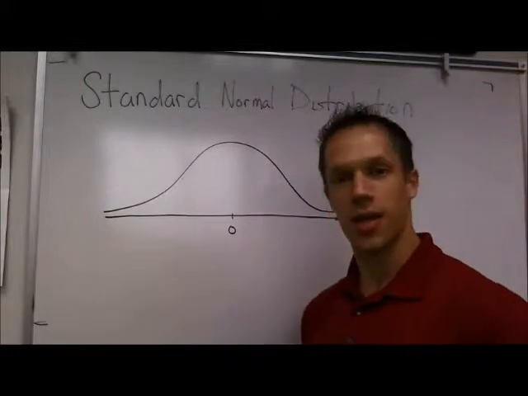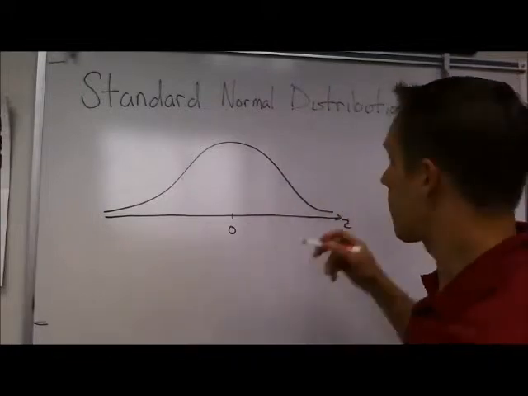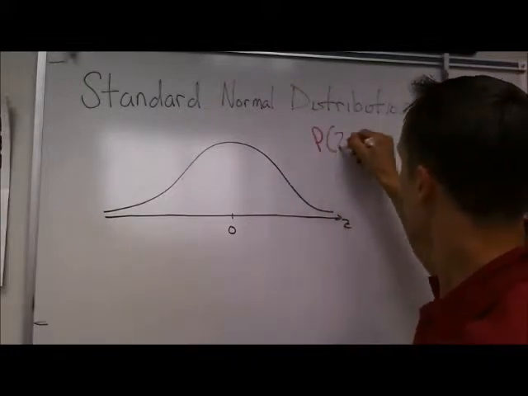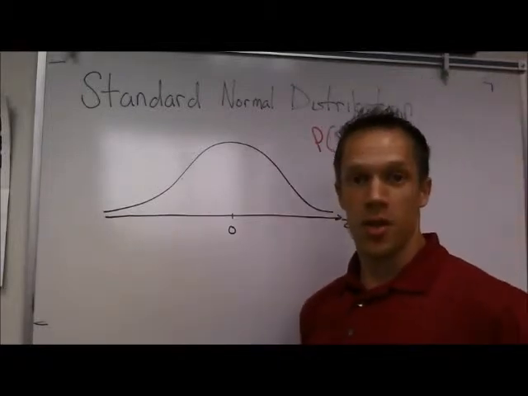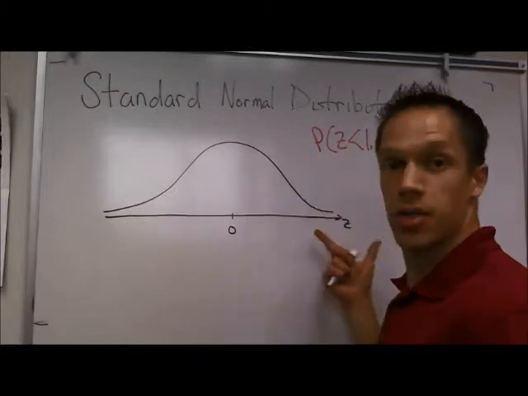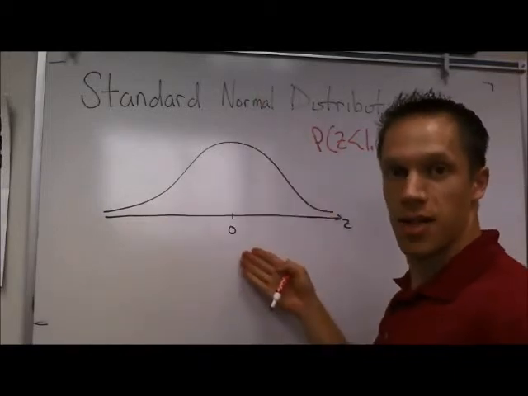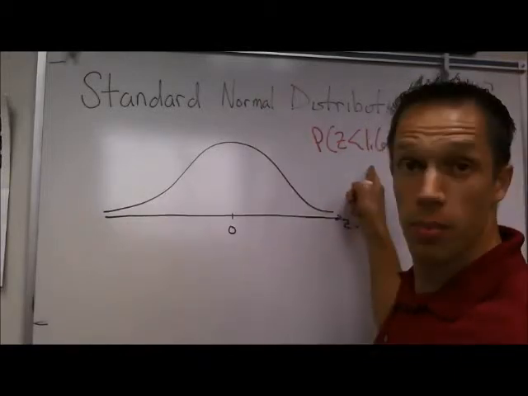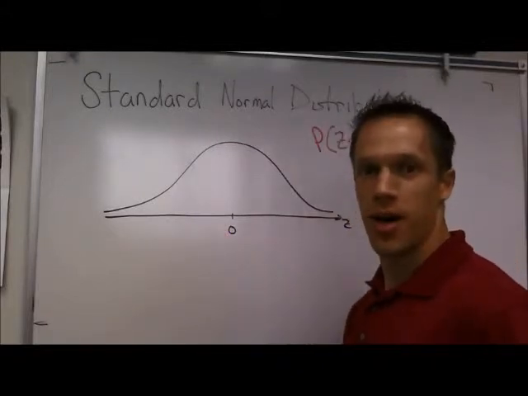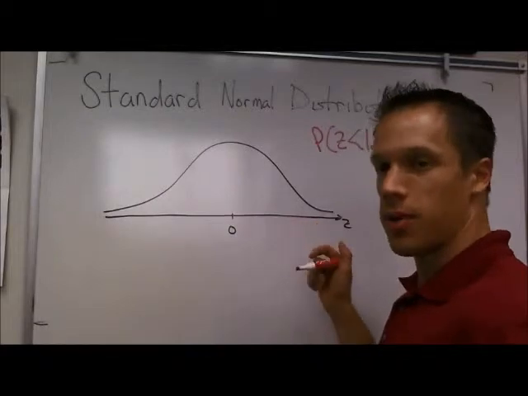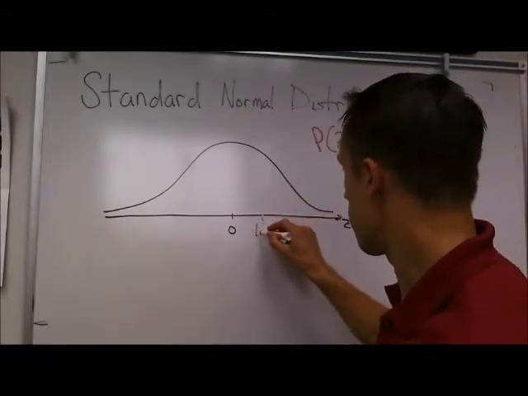So for example, I'm talking to you about a problem that might look like this. Let's say we were asked to find the probability that z is less than 1.62. The first thing I'm going to do is draw my standard bell-shaped curve, mark 0 right in the center, and then locate 1.62 on my z-axis. Now 1.62 is a positive number, so I'm going to put that a little bit to the right of the 0, maybe right about here.